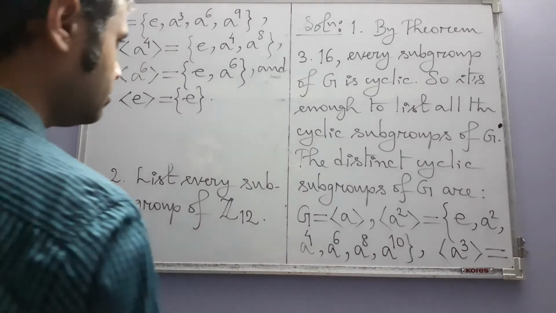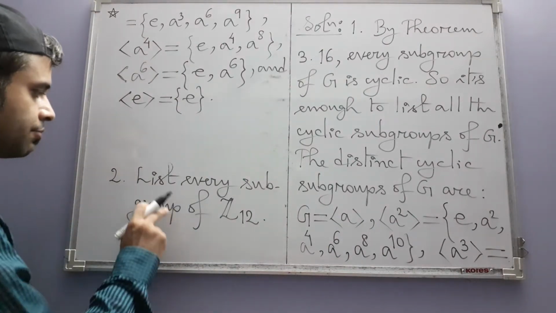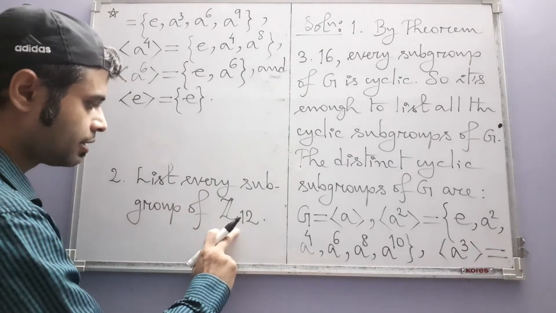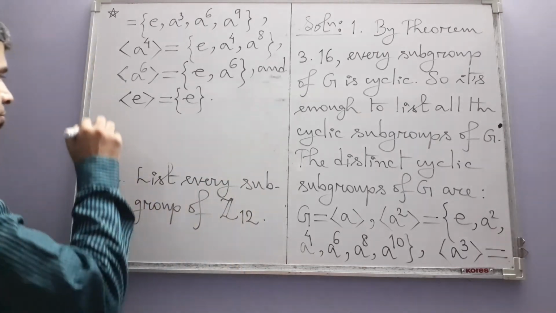So I leave that to you. Now we turn to the second one. In the second one also we have to list all the cyclic subgroups of this particular group Z12.